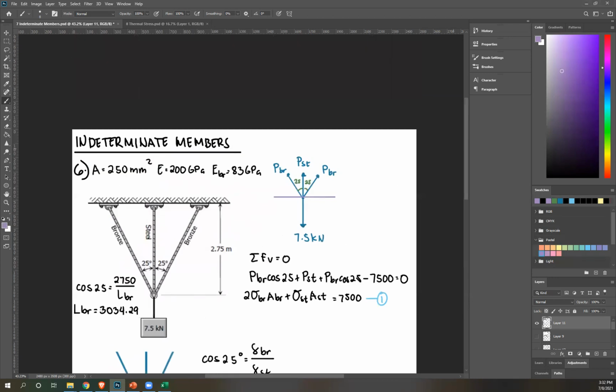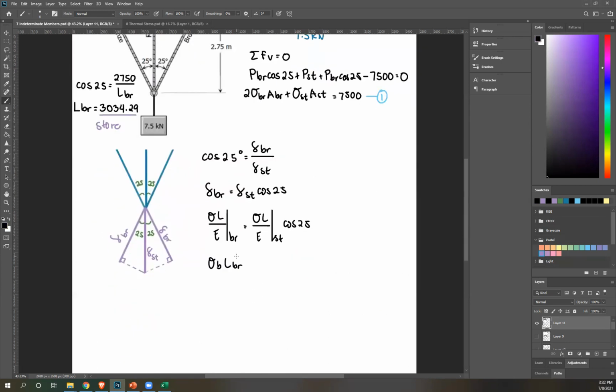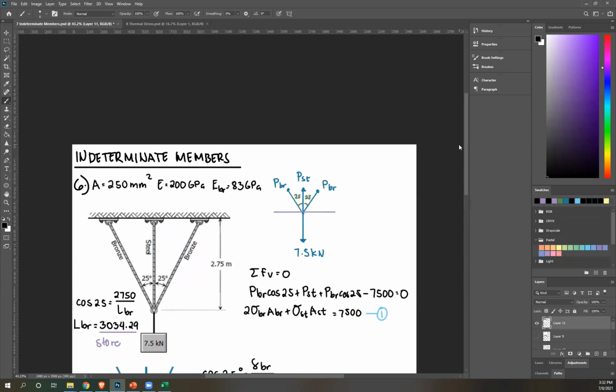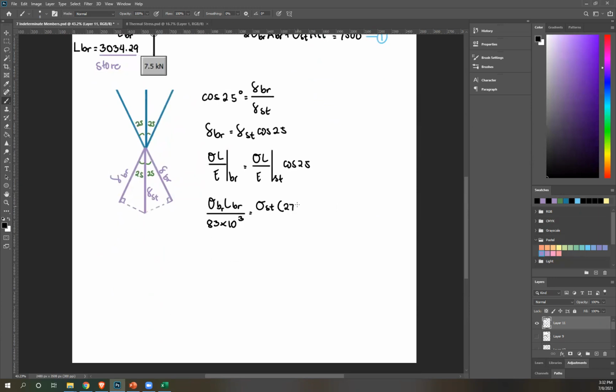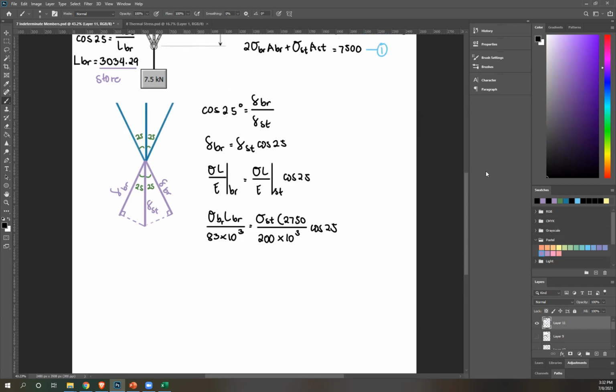Okay, so now length of your bronze, we're going to sub that here, in LBR over E. E of bronze is 83 GPa. Convert to MPa, that's times 10 raised to 3. Then next, sigma ST times length is 2750 for steel, right? 2750 millimeters over 200 GPa, convert to MPa, then cosine 25. Okay, and now we have your second equation.